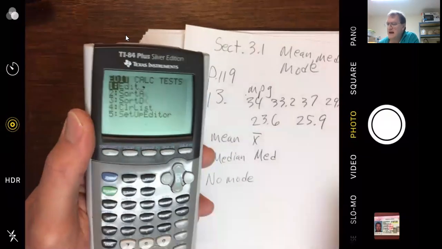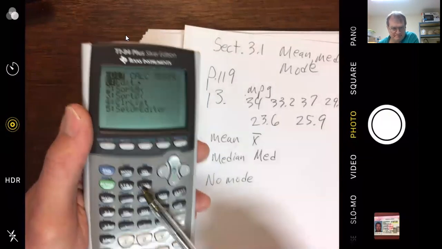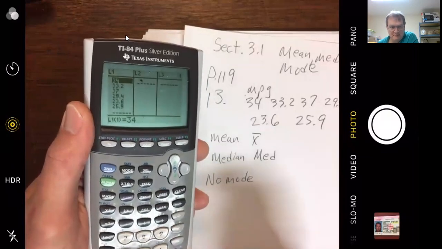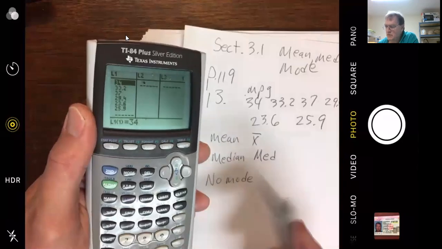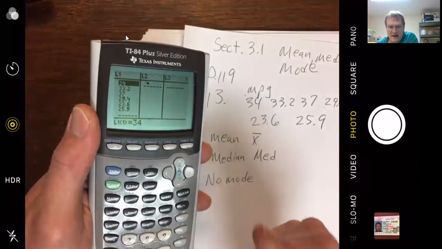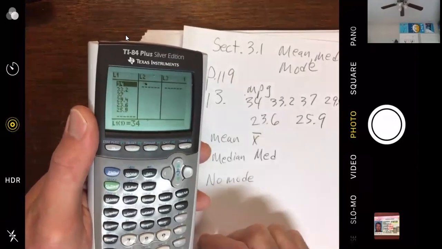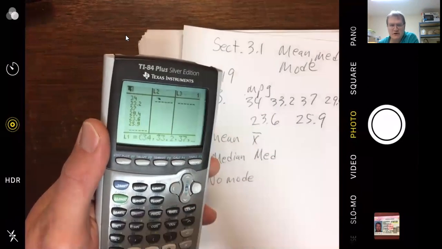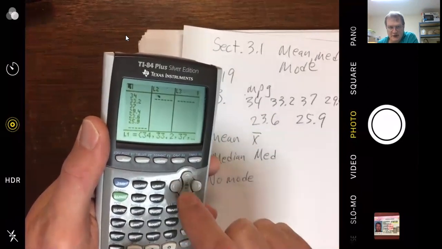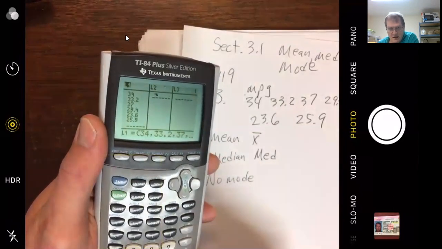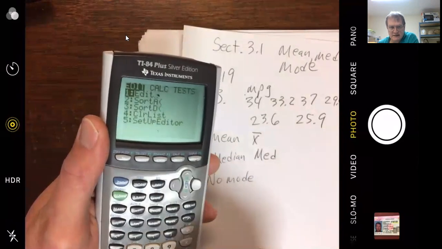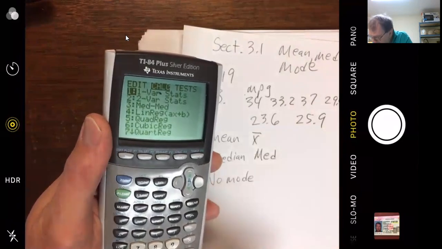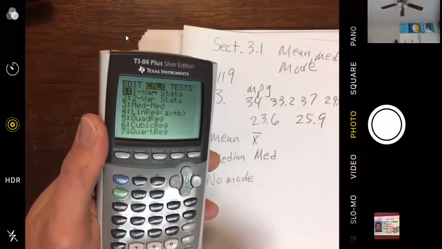Okay. You start with the stat button. Clear off. And when you want to enter numbers, you go to enter. If you had old numbers, you'd go up to L1, hit clear and down, and you'd flush the whole column. Then you can enter the numbers. And then once they're entered, it's back to stat, over to calc. Are we too fast for you? Are you still entering numbers? We can just go with what I have.